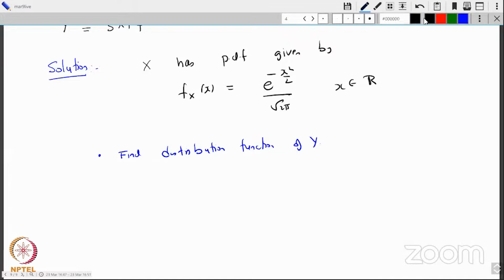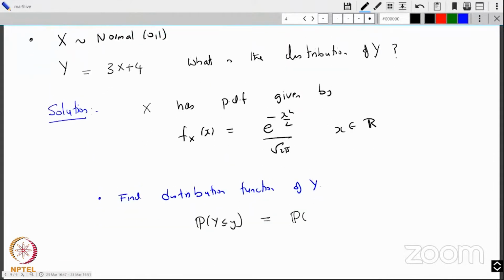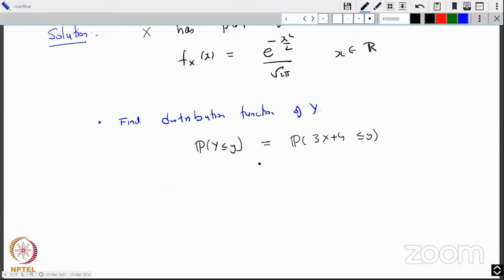So what does that mean? That means you have to find the chance that y is less than or equal to y. So what is that equal to? Y is the same as 3x plus 4. So 3x plus 4 is less than or equal to y. That's going to be equal to the probability that 3x plus 4 less than or equal to y, which is the same as x less than or equal to y minus 4 by 3. Right. But what do we know about this random variable x? X has density f sub x, right?